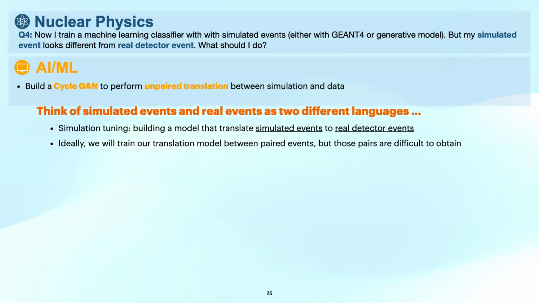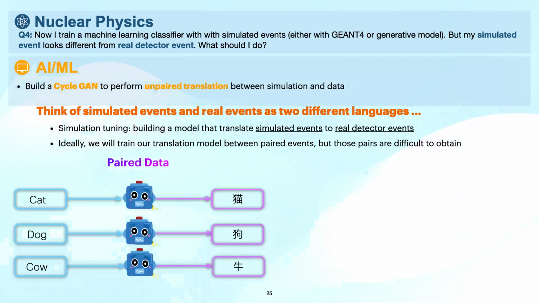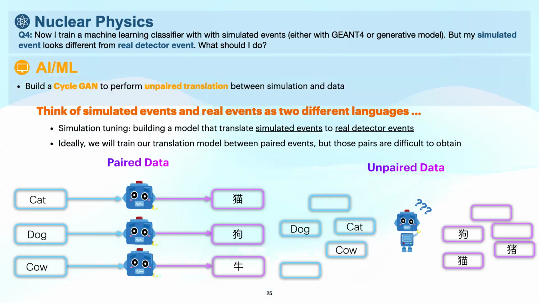Ideally, we would train our translation model on paired events, but those paired events are very difficult to obtain, because if you have paired simulation and data that correspond to exactly the same physics, then you don't even need a translation, right? You already know what the detector events look like. Let's think about this in terms of language. Let's say I'm trying to translate English to Chinese. If I have exactly paired data between my English words and Chinese words, then I can just feed my English word to the model and train it to reproduce this Chinese word. So this is the ideal case, but in the real case, what I have is not this. It's something like this.